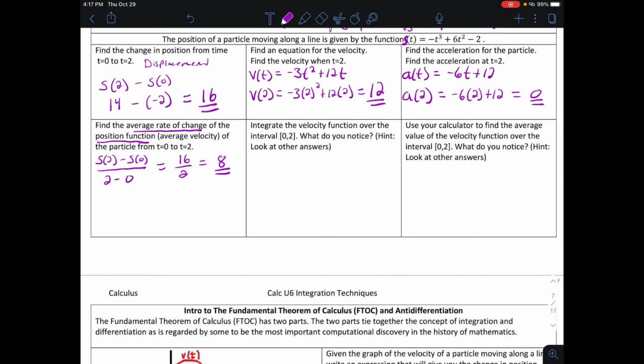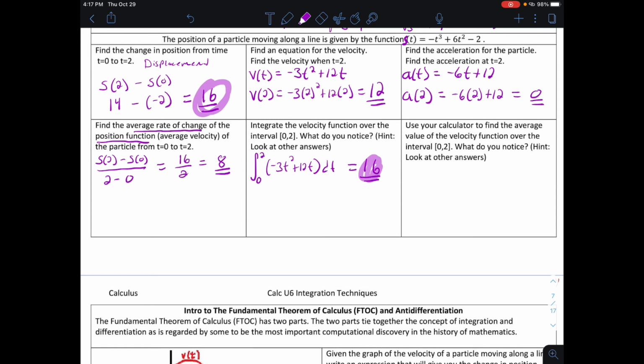So next what we want to do is integrate the velocity function over the interval from 0 to 2. All right, so if I integrate my velocity function, from 0 to 2, our velocity equation, negative 3t squared plus 12t dt, and we evaluate that, we wind up getting that to equal 16. Now, what do we notice? Look at our other answer, see where else we equal 16. So we got 16 when we did this. We get 16 right over there in that problem.